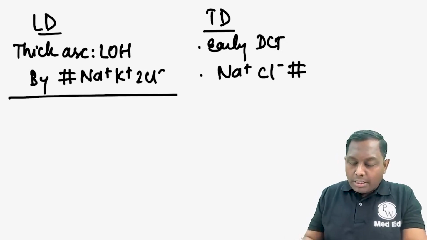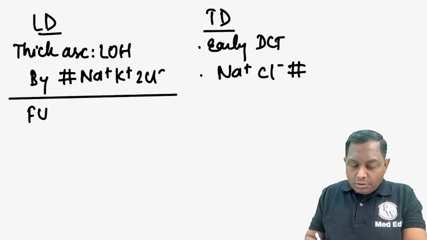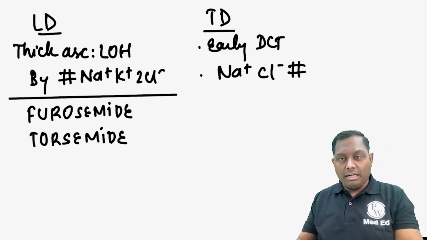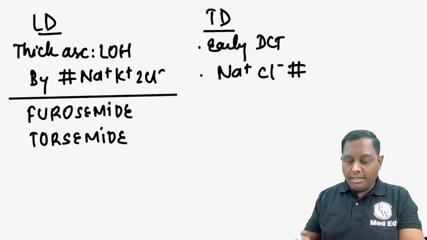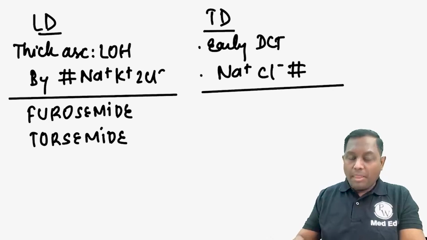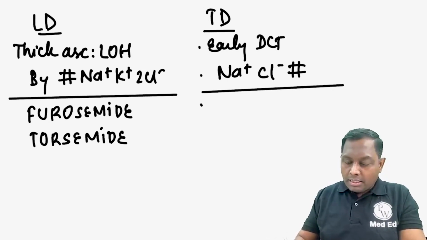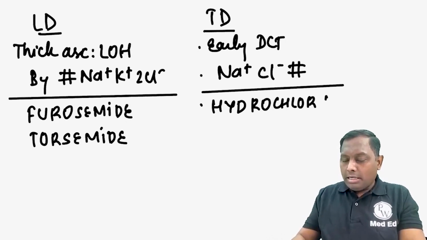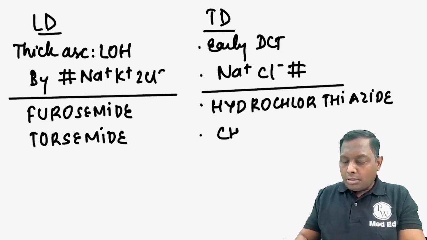Now, what are the loop diuretics that you know? The important loop diuretics that we know are furosemide and torsemide. There are many others, like ethacrinic acid and so on. We are not writing everything about those, important ones only. And under thiazide diuretics, we have hydrochlorothiazide and chlorthalidone, that is one of the longer acting ones.